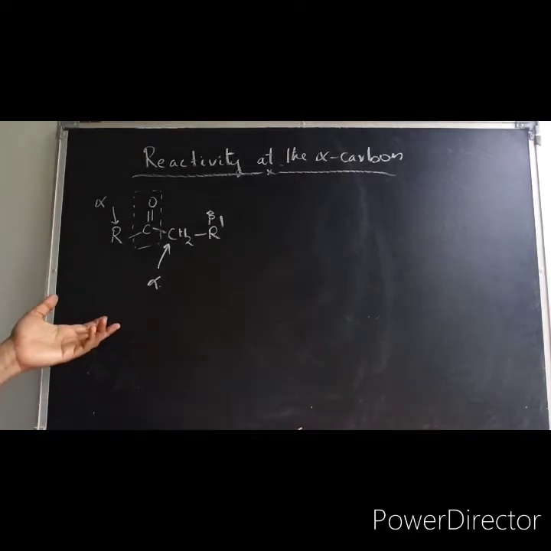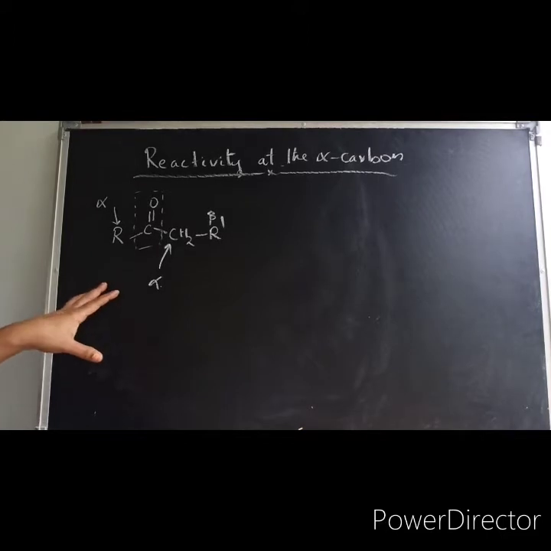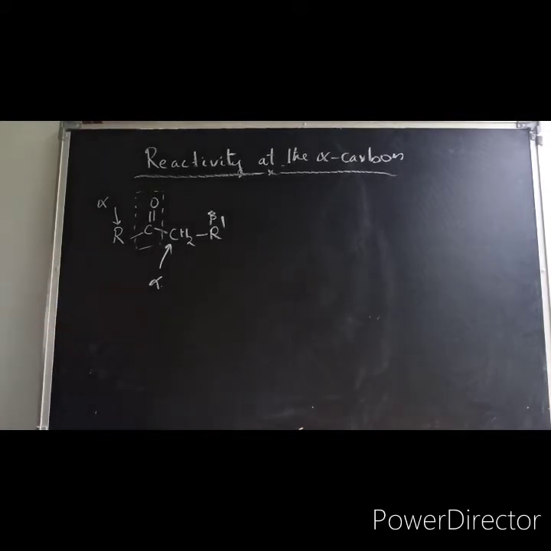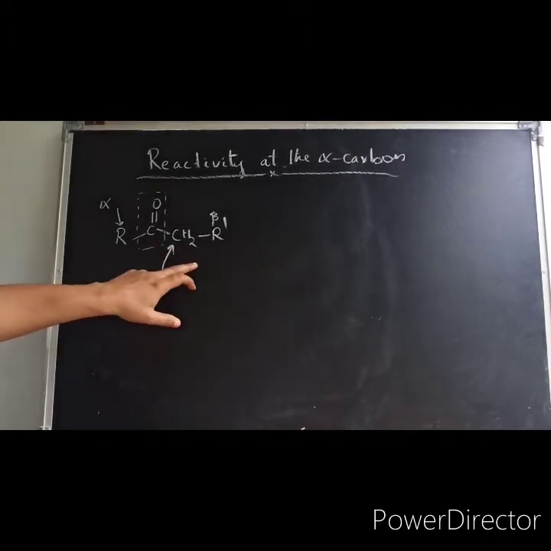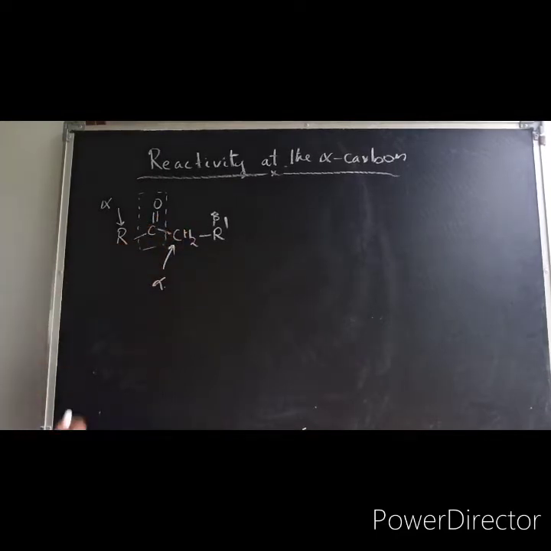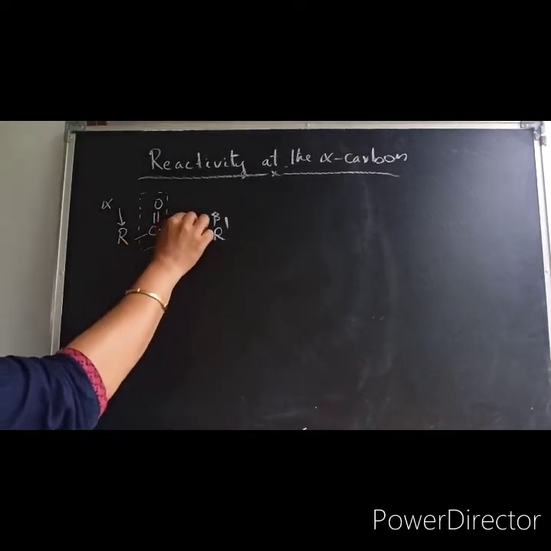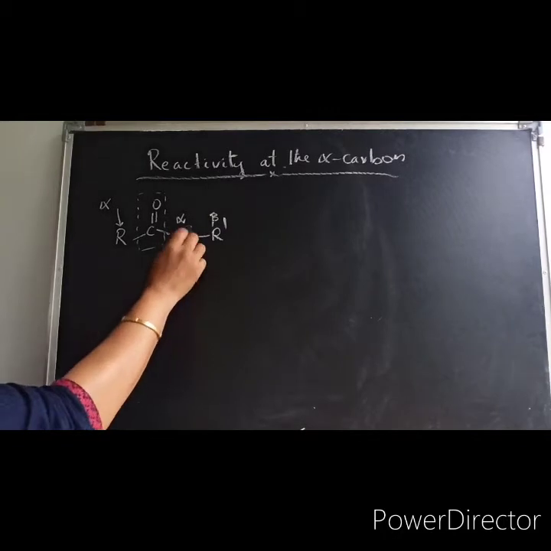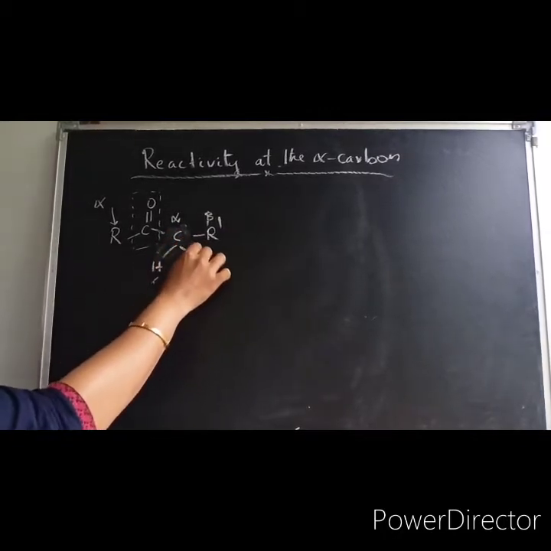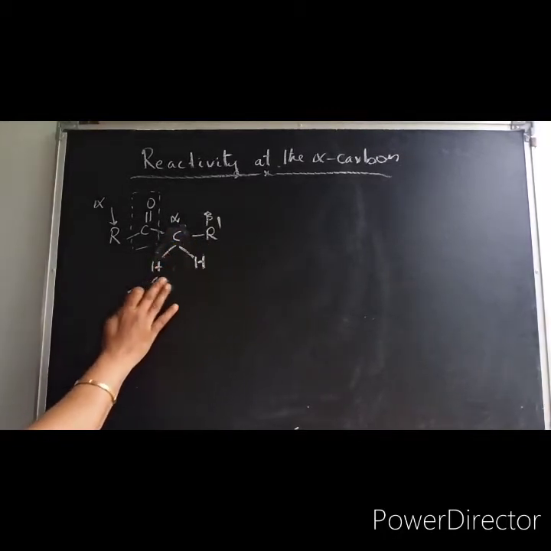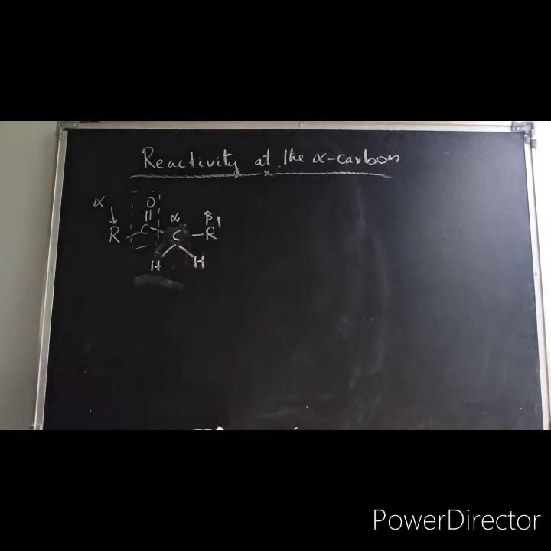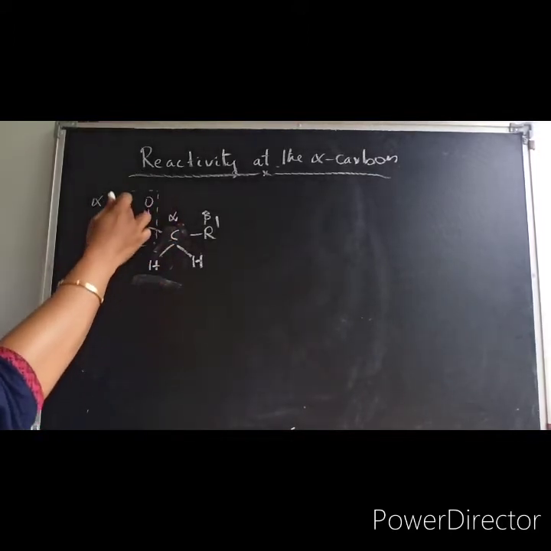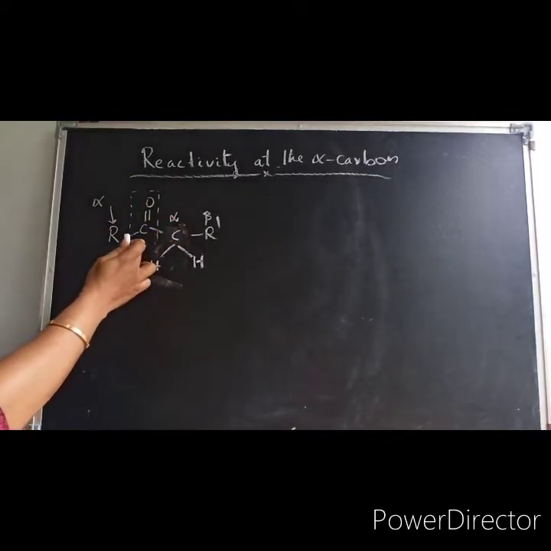Reactivity at the alpha carbon is very important for carbonyl compounds. An alpha hydrogen, if present, is an important site of reactivity in carbonyl compounds. Why is this more important? Because of this hydrogen. I am writing here this hydrogen. It has two alpha hydrogens over here. These hydrogens are very important because they are directly linked to the carbonyl group.